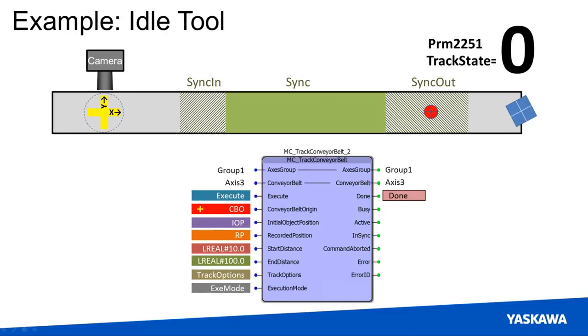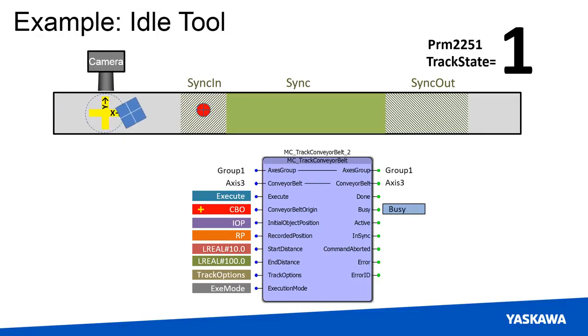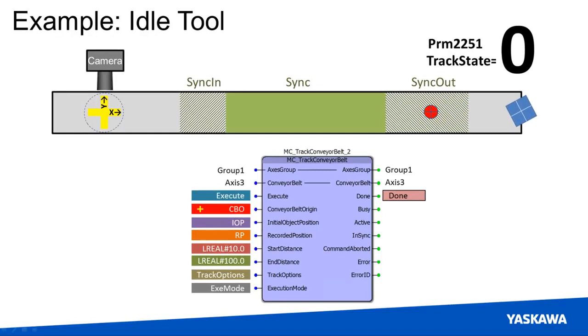Our conveyor tracking is done. So that's a very simple example of what would happen if we execute MC track conveyor belt and we don't do anything during that actual synchronization. Again, normally during the synchronization, we're going to be doing some sort of PCS move to pick up the part or stamp the part or maybe spray some glue on the part or something. But if we don't, this is what's going to happen.